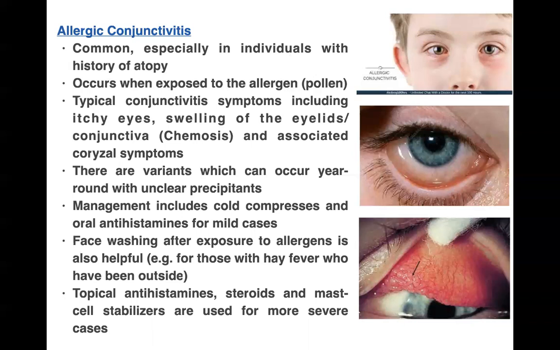Typical conjunctivitis symptoms include itchy eyes. You have to emphasize these presenting symptoms: itchy eyes, swelling of the eyelids, conjunctival chemosis, and associated coryzal symptoms, flu-like symptoms. So this patient may present with flu-like symptoms like influenza. Because in the atopic patient, you will find that the allergic conjunctivitis is associated with allergic rhinitis, and they may be associated with allergic bronchial reaction. So it's a common presentation with the different kinds of allergy.